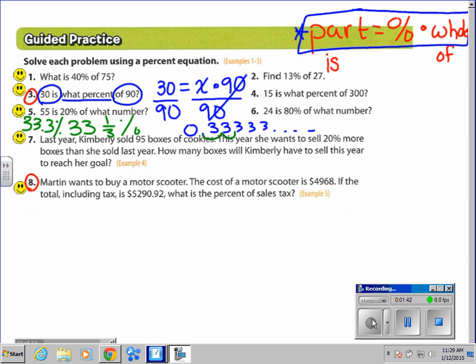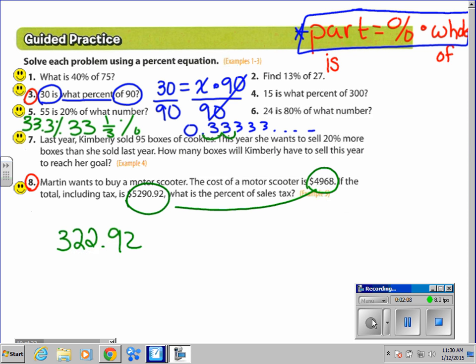The cost of the motor scooter is this amount. If the total, including the tax, is this amount, what is the percent of sales tax? My way of doing it, what I would suggest, is to subtract these two to figure out how much extra you're paying in tax. The amount extra after subtracting is $322.92.